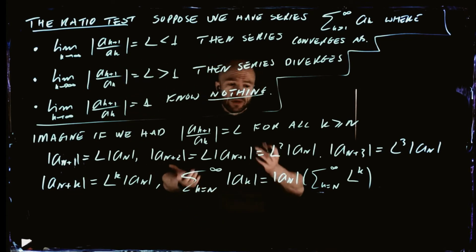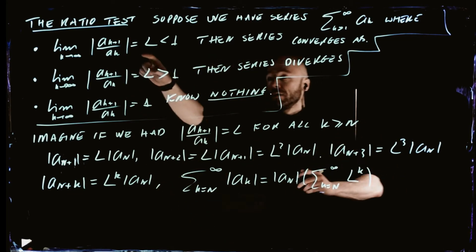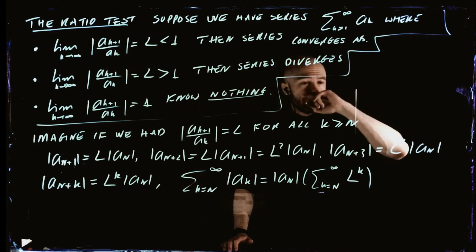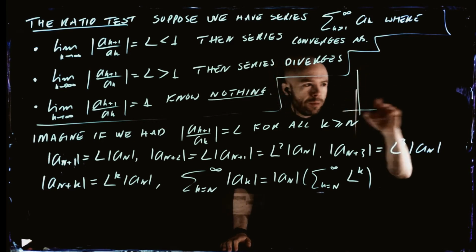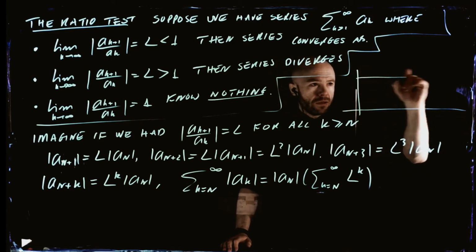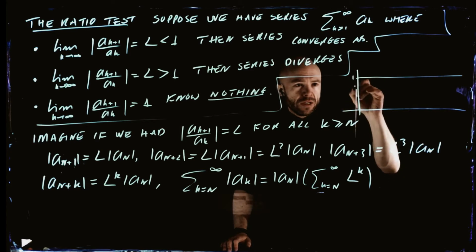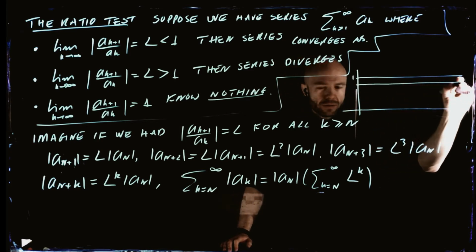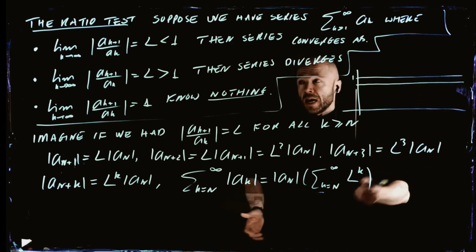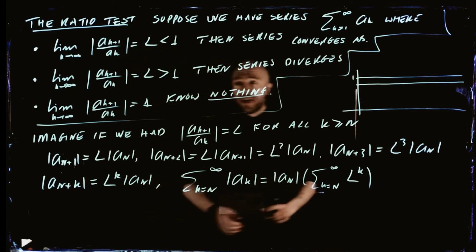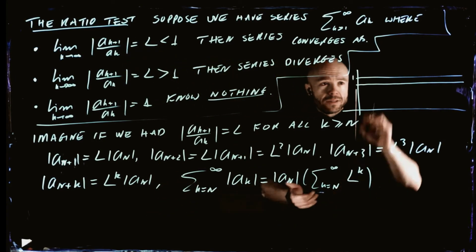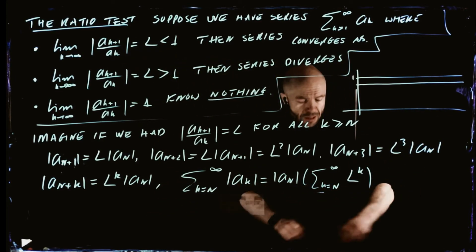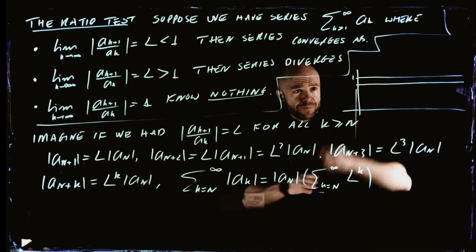We have something a little bit weaker, right? We have that the limit of this thing is equal to L. So suppose we represent that with a picture. Here is 1 itself. Here is L, it's somewhere underneath. And if we look at these terms, the absolute value of a_{k+1} over a_k, it's a sequence that converges to this number L.